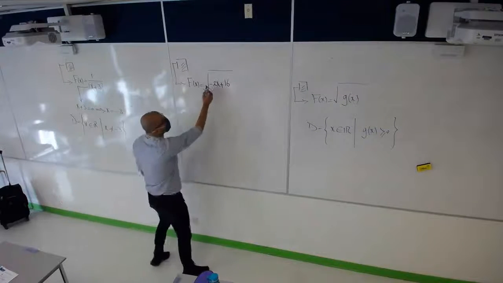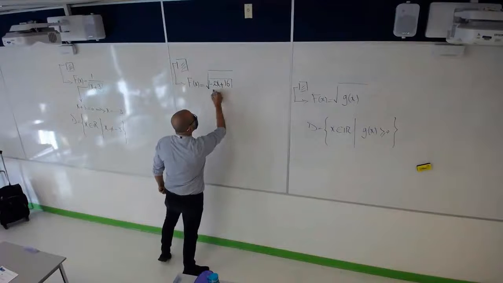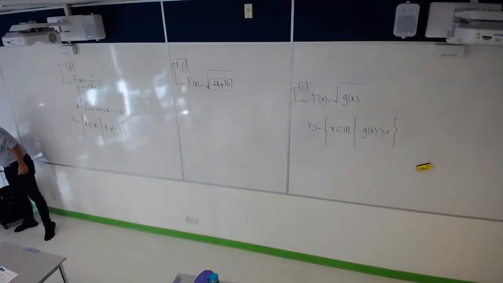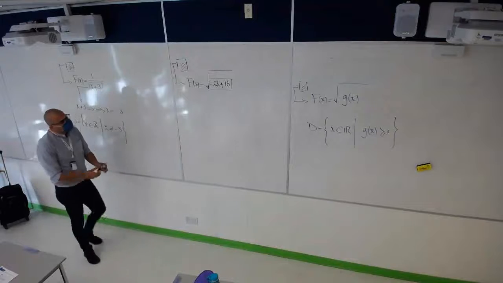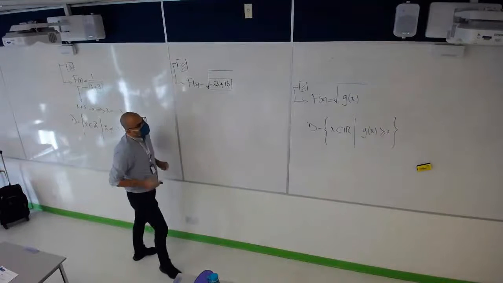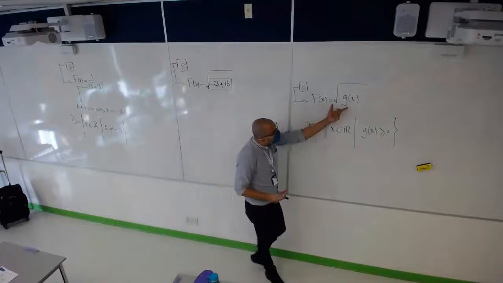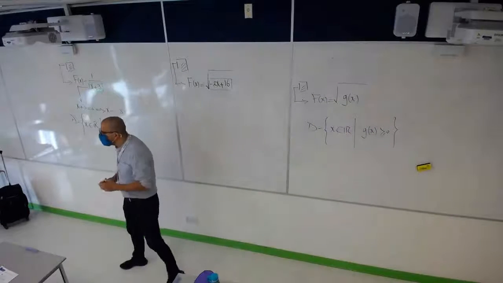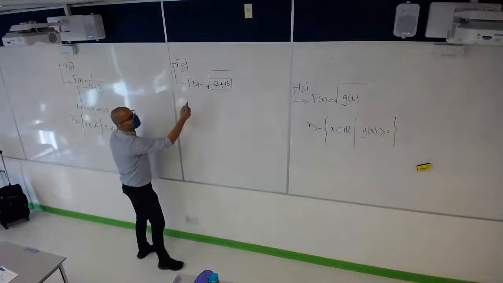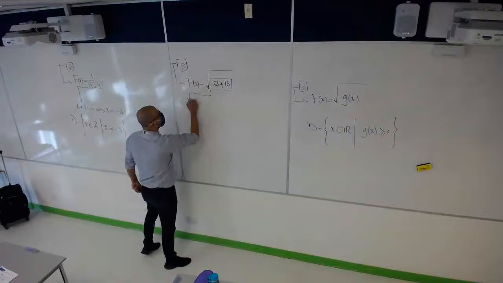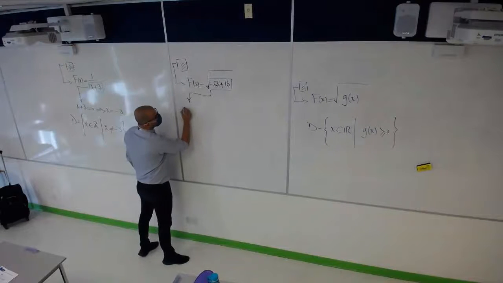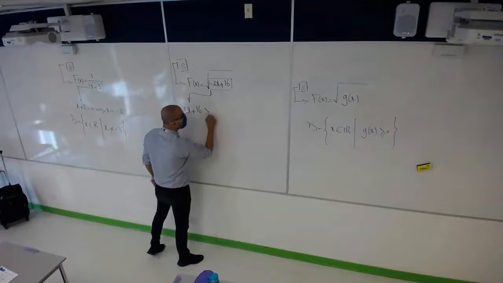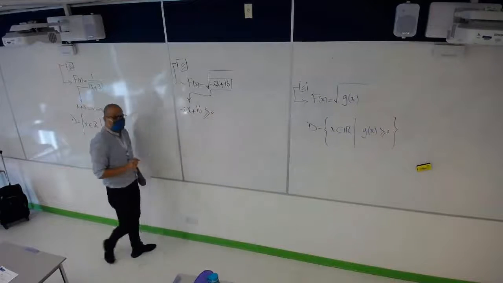Now, I look at this function. I notice that minus 2x plus 16 under the root represents another function, like g of x. The expression under the square root should only be greater than or equal to 0. That's why, to find the domain, minus 2x plus 16 should be greater than or equal to 0.